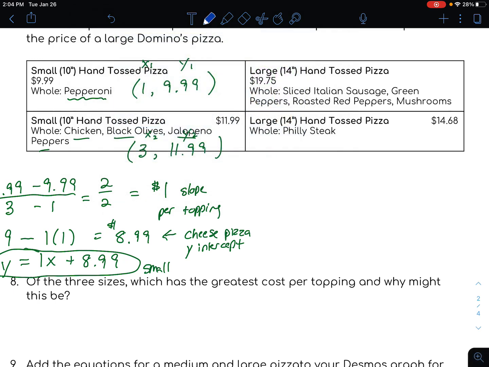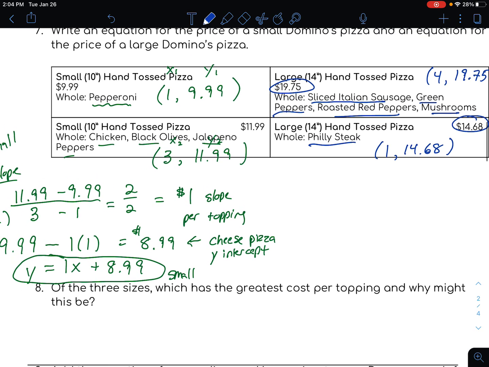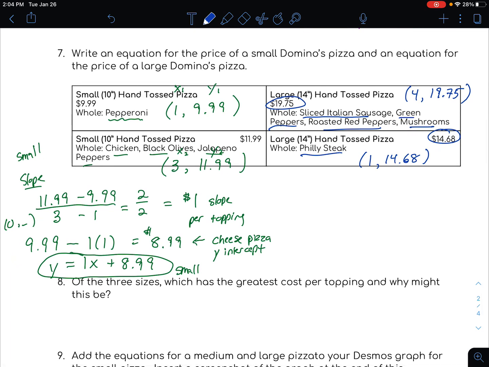All right, and then let's do the same thing for the large pizza. Let's see, how many toppings do we have here on the large? We got 1, 2, 3, 4 toppings on them. So that's 4 toppings, and it's $19.75 here. And then we have another large pizza that's just 1 topping, and it's $14.68. All right, so once again, let's go through and figure out what is the price per topping? In other words, what's the slope here?